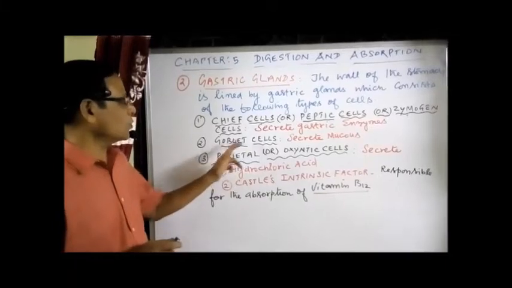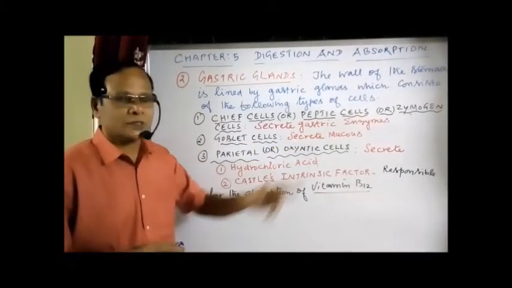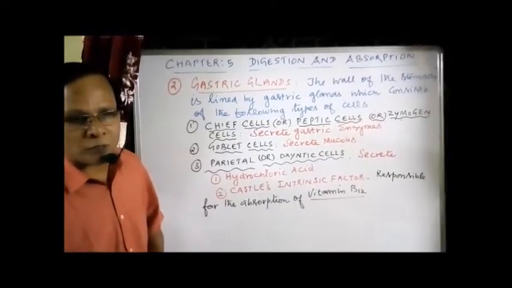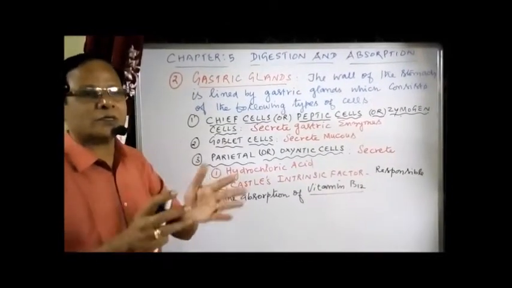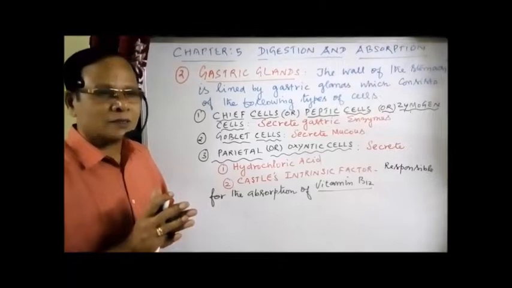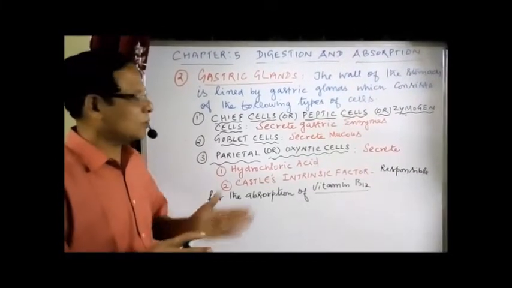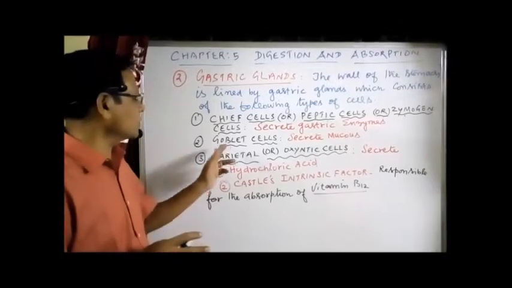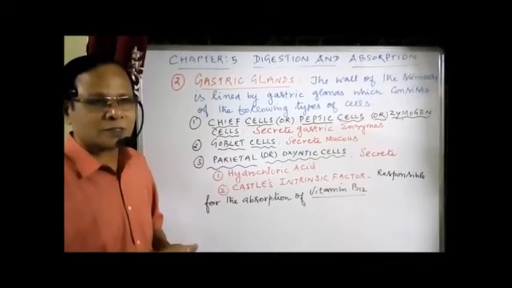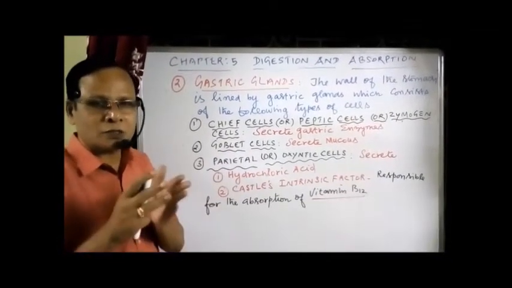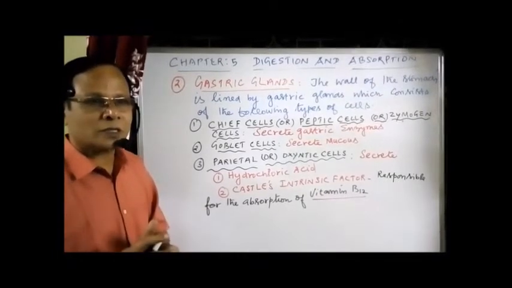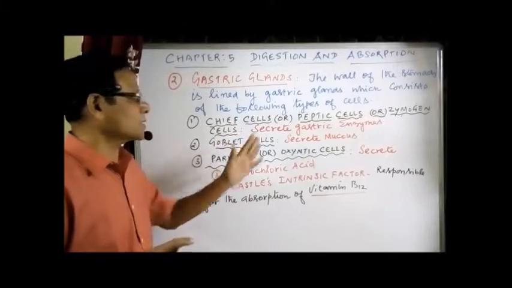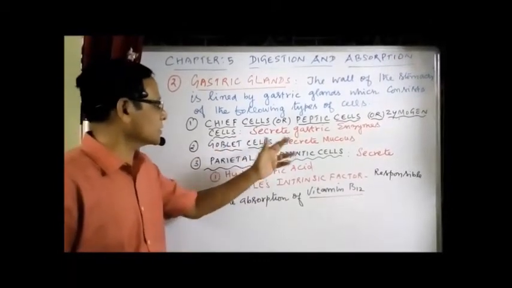The second one, goblet cells, which secrete mucus, lining the wall of the stomach, protecting the wall of the stomach against the hydrochloric acid. So anywhere else, either in the wall of the intestine or in the wall of the stomach, the mucus secreting cells are called goblet cells. Even in the respiratory tract, we have a mucus layer. In the urinogenital tract, we have a mucus layer. Wherever mucus is secreted, such cells are called goblet cells. So their main function is to secrete mucus.